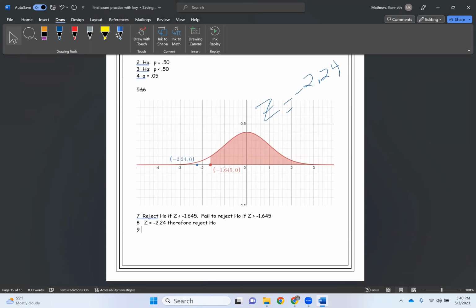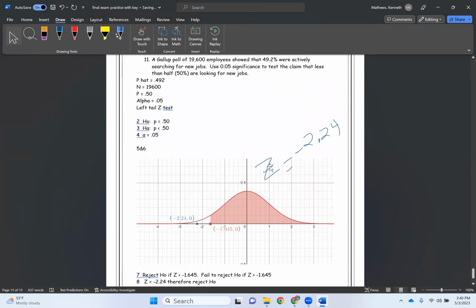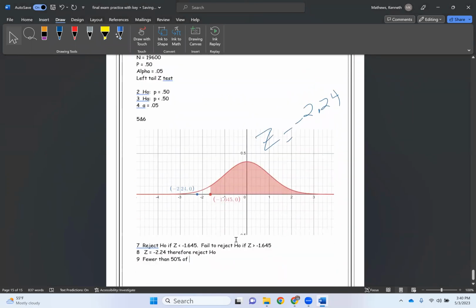So fewer than 50% of employees are actively looking for another job.